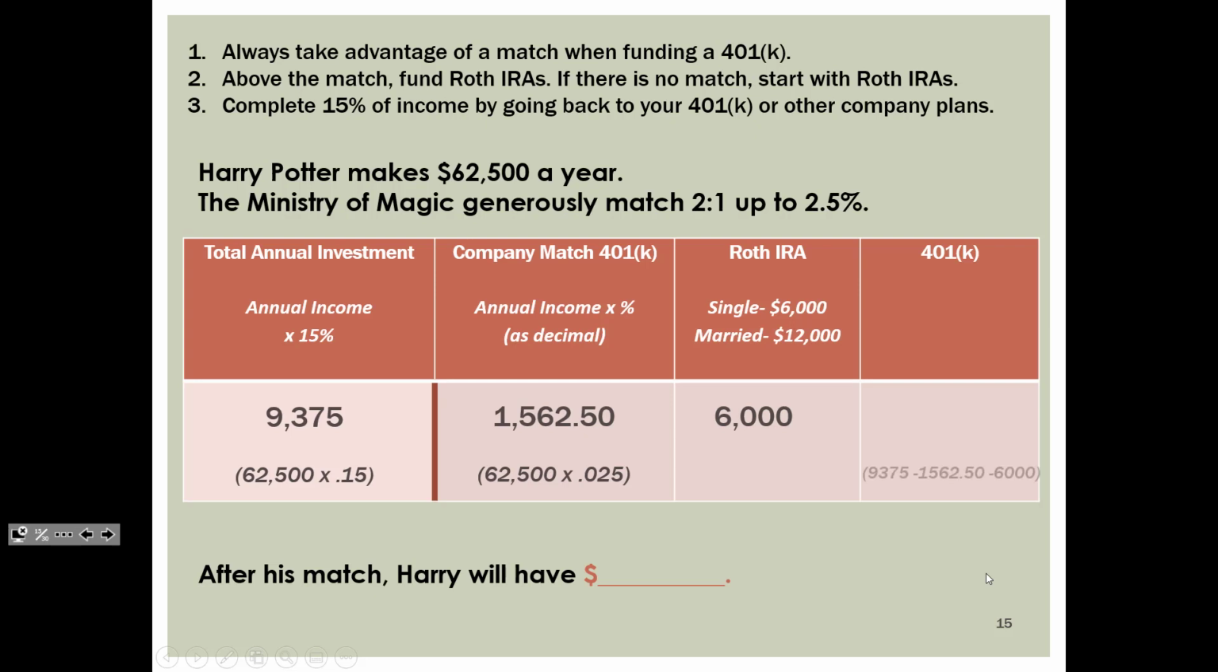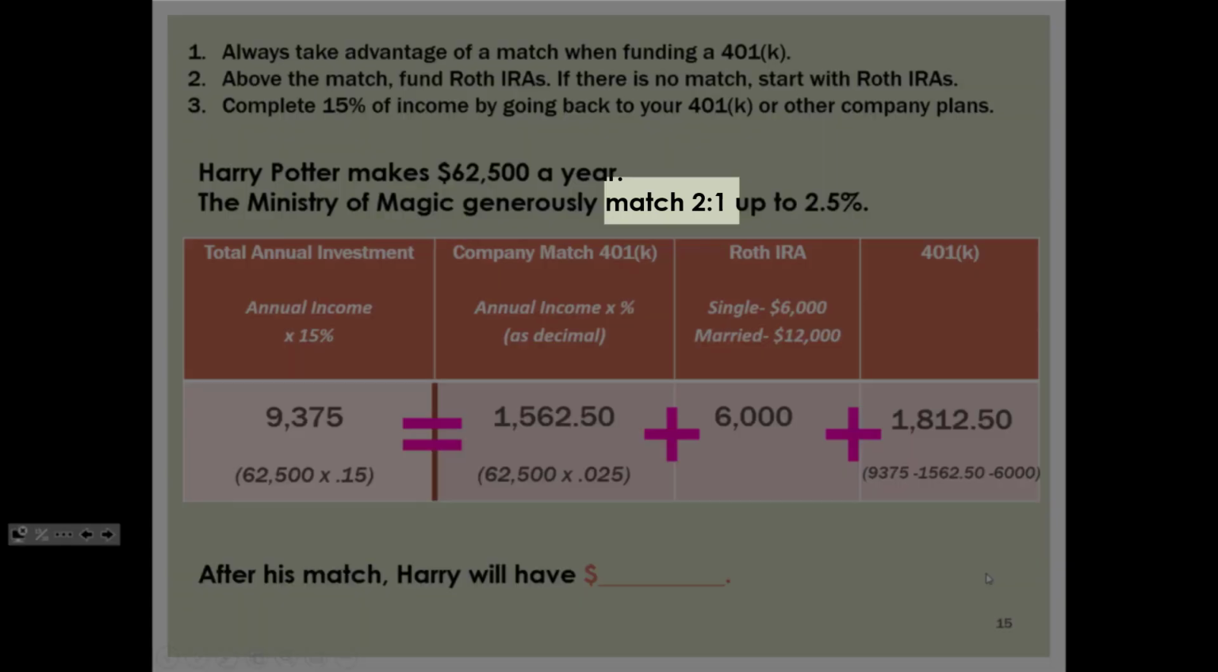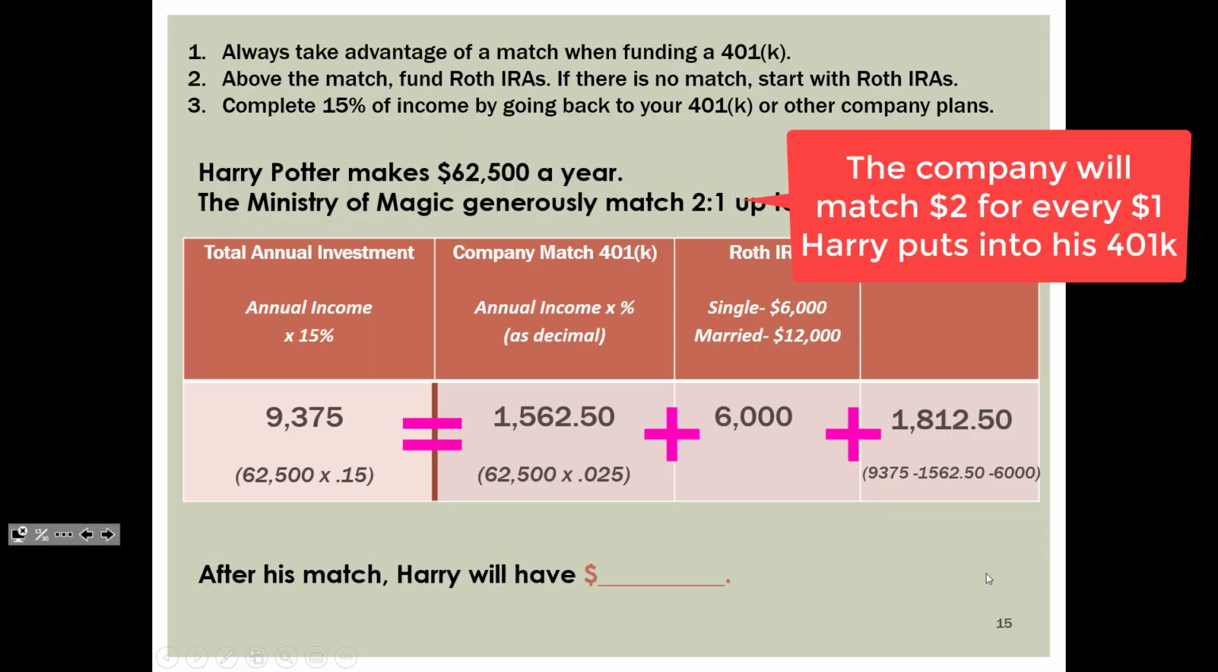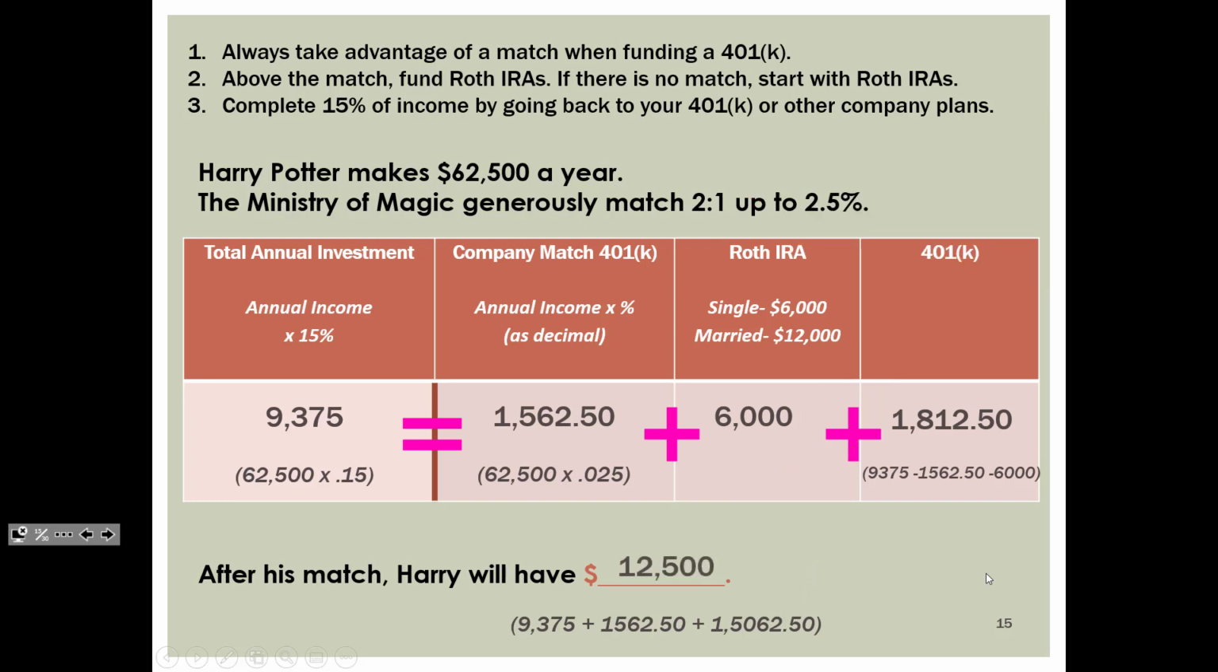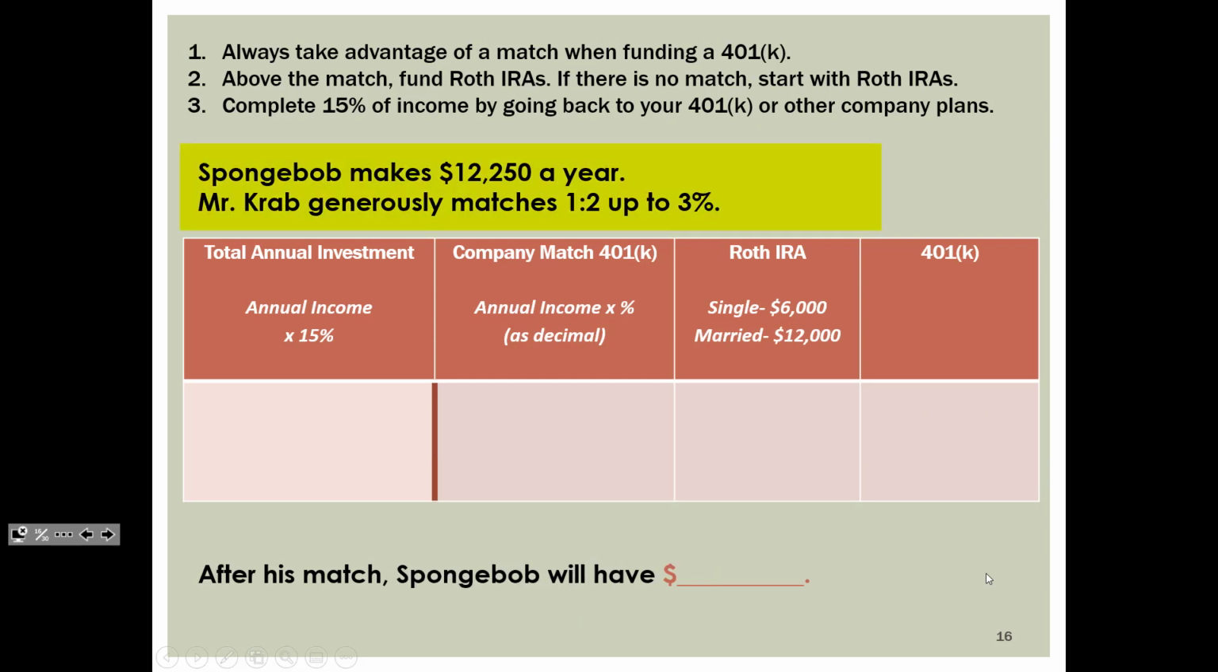And I haven't quite hit my goal of 15%, so I'm going to subtract the amounts that I have put in and drop the remainder into his 401k. In this example, Harry Potter's company, the Ministry of Magic, is matching 2-to-1. This means they're going to give you 2 of the matches for every dollar you put in. So Harry's going to get his original 15%, and then he's going to get 2 matches added on to that. And so his final total would be $12,500.